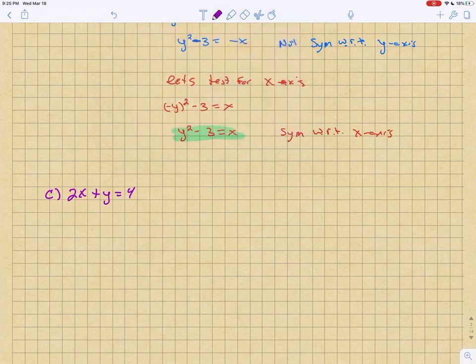Again, first, let's see if it's symmetric with respect to the y-axis. Let's test for the y-axis. That again means replace x with minus x. So it's 2 times minus x plus y is equal to 4. 2 times the minus x is minus 2x plus y equals 4. That does not get me back to the original equation. Therefore, it's not symmetric with respect to the y-axis.